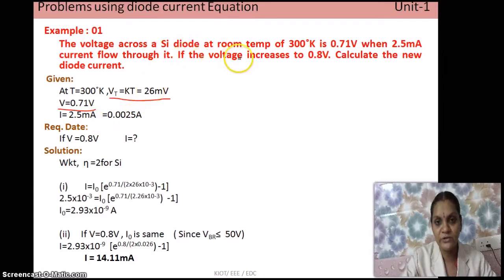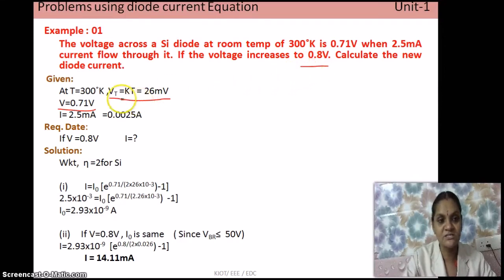If the voltage increases to 0.8 volt, calculate the new diode current. Right? Initially the voltage is 0.71. Now the voltage is increased to 0.8. That means what will be the change in the current? That you have to find out.